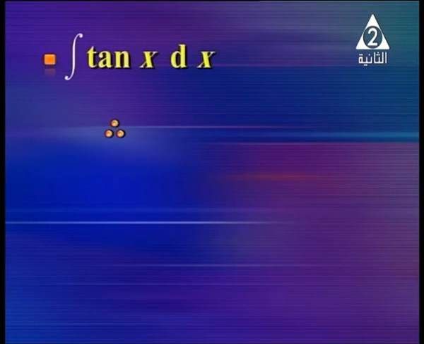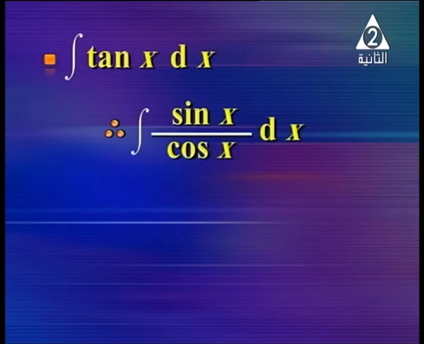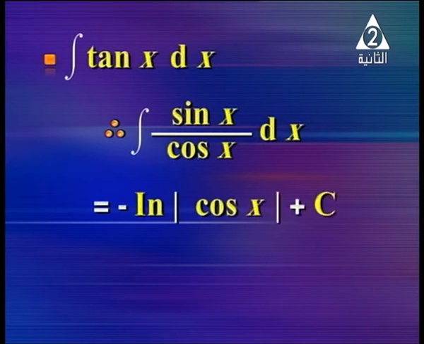Integration of tan x dx. We write tan x as sine x over cosine x with respect to dx. Look at, dear student, the denominator is cosine, and the derivative of cosine is negative sine. What do you mean? It equals negative ln absolute value of the denominator cosine x.